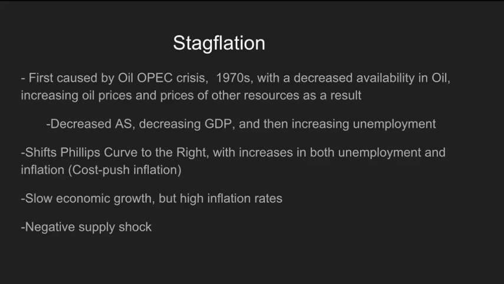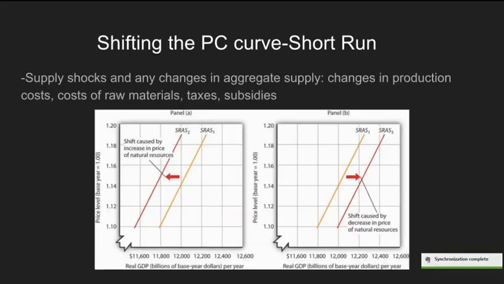So it has the worst of both worlds, as it doesn't have a high economic growth to balance out high inflation rates. It has low economic growth and high inflation rates, which makes it very hard for the economy to recover from a recession. And it's also an effect of a negative supply shock, because as you can see, when there's a smaller amount of goods and the aggregate supply shifts to the left, that's a negative supply shock, and it results in stagflation of the Phillips curve.